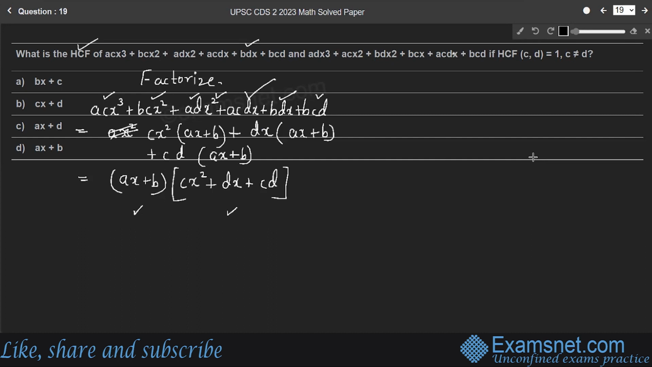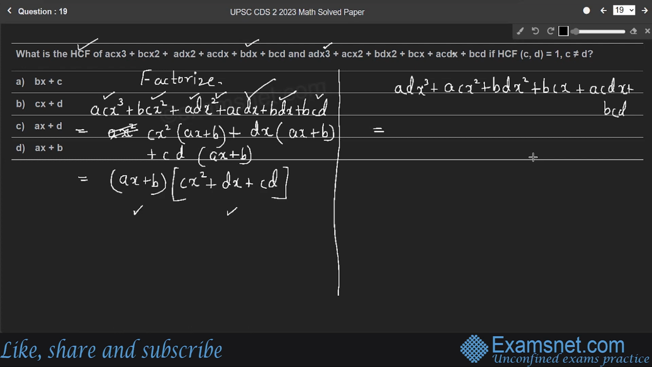So we'll consider the second expression, which is ADx cube plus ACx square plus BDx square plus BCx plus ACDx plus BCD, right? So we have to factorize. Factorize means we have to express the given expression in terms of a product of two expressions, right? So here we'll consider ADx cube plus ACx square plus BDx square, right?